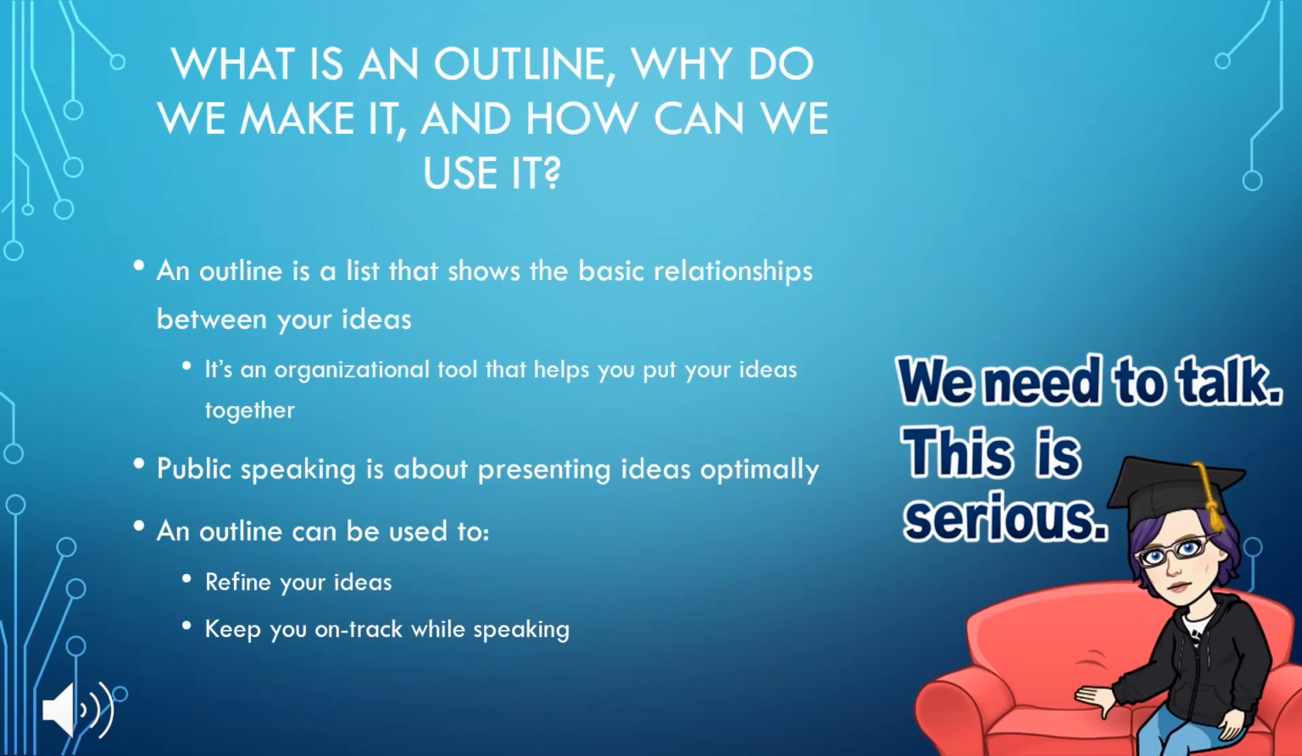So to start this, we're going to explore what an outline is, why we make outlines, and how we can use them in our public speaking. An outline is essentially an ordered list that shows the basic, most significant relationships between your ideas. It's what you do before you even begin the first draft of your speech. It's an organizational tool that helps you put your ideas together in a form that can then become your speech. The most common formats of speaking rely on having specific elements.